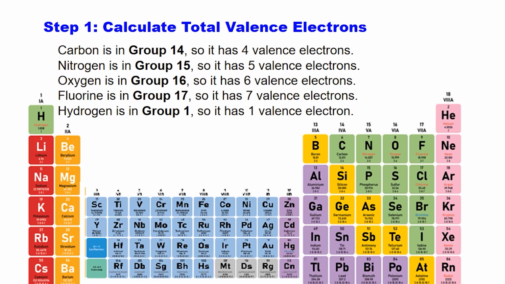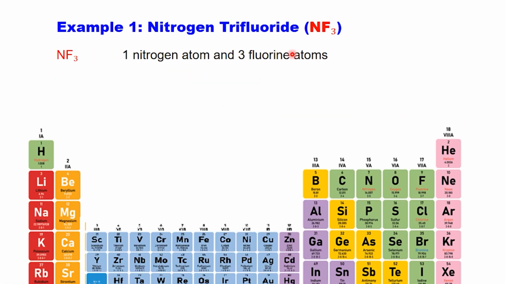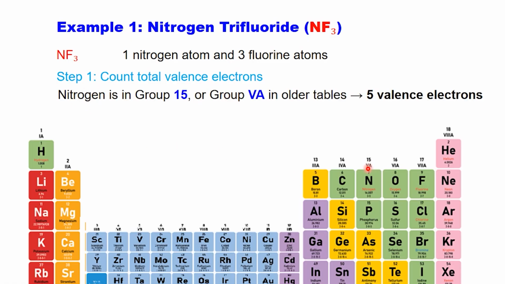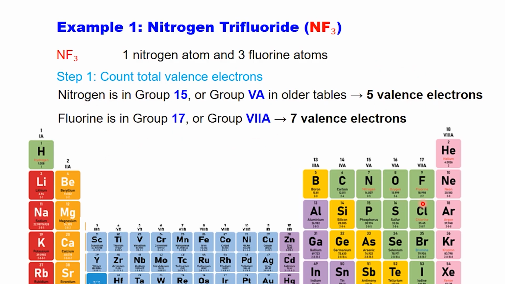Now that we know how to count electrons, we're ready to put this into practice with our first example, nitrogen trifluoride. First, we count the total valence electrons. Nitrogen is in group 15, so it contributes 5 electrons. Each fluorine atom is in group 17, contributing 7 electrons. And since we have 3 fluorines, that's 21 electrons from the fluorines. Adding them together gives us 26 valence electrons in total. This is the exact number we need to represent in our final Lewis structure.